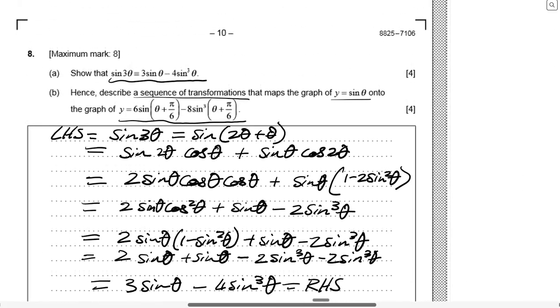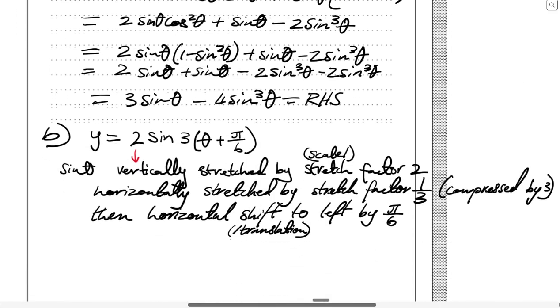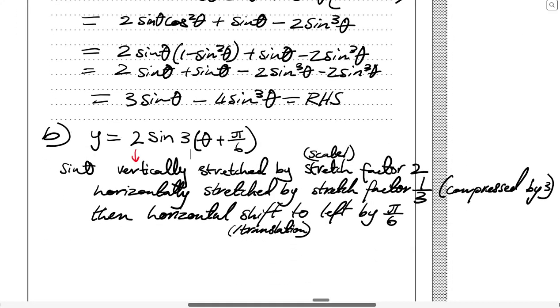I think that's it. So we have vertically stretched, then horizontally stretched. Now these can be in either order, but these two have to be number 1 and number 2.